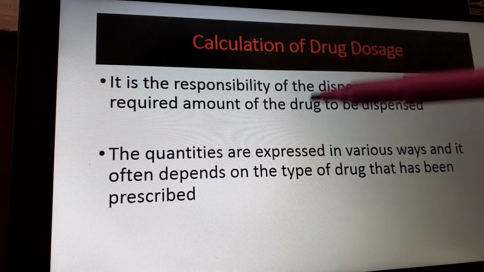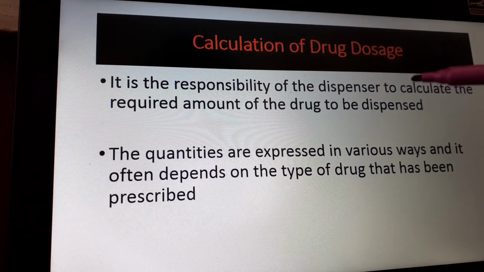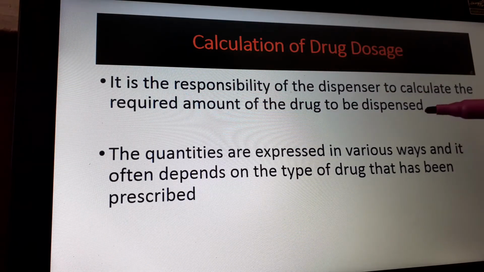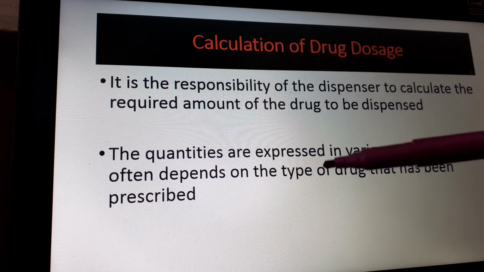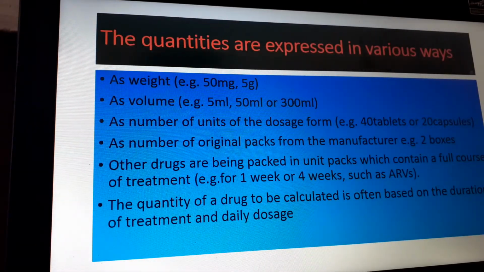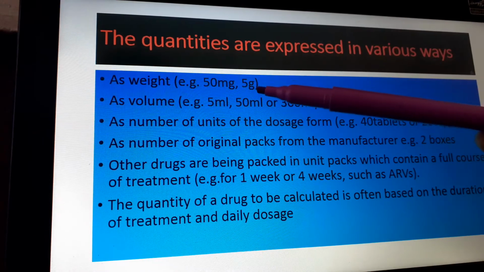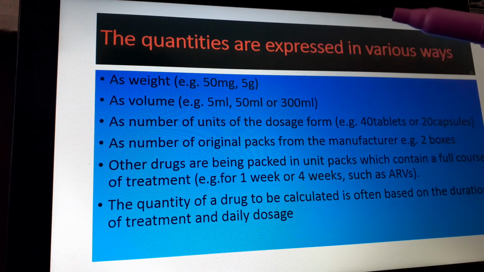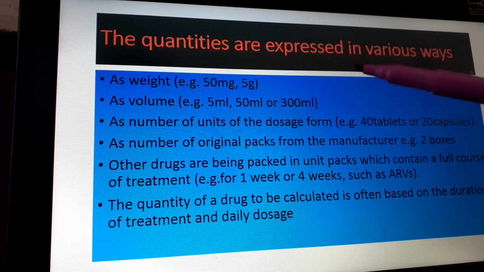Calculation of drug dosage. It is the responsibility of the dispenser to calculate the required amount of the drug to be dispensed. The quantity is expressed in various ways, and it often depends on the type of the drug that has been prescribed in different forms. Some are expressed as weight, for example 550 milligram, 5 gram, etc. There are drugs that are in volume, so maybe 5 ml, 50 ml, 300 ml.